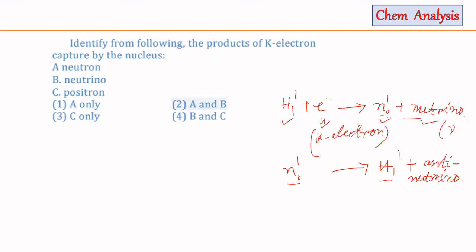It is symbolized like this, and the antineutrino is symbolized by a bar on the neutrino. Therefore here a neutron will be produced along with a neutrino. Therefore A and B will be the correct answer. The second option is correct.